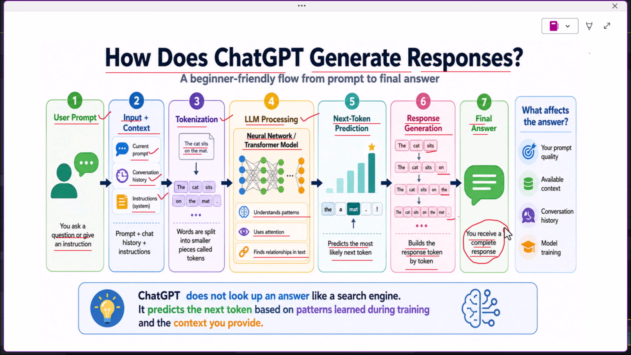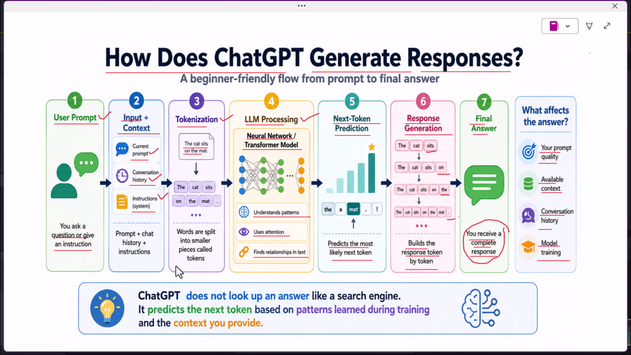Now, what affects the answer? The first thing is your prompt quality. A clear prompt usually gives a better answer. The second thing is available context. More useful context can make the answer more relevant. The third thing is conversation history. Earlier messages can influence how ChatGPT understands the current request. The fourth thing is model training. The model uses patterns learned during training to generate responses.